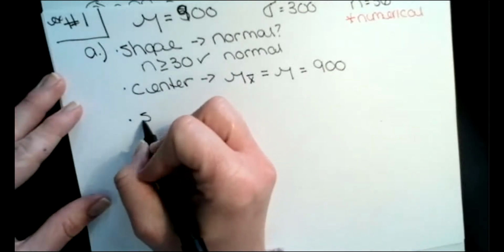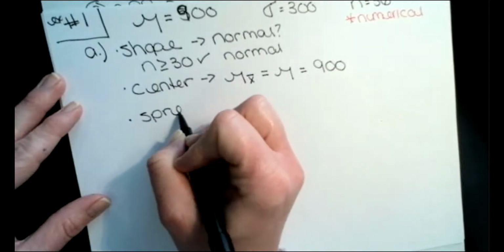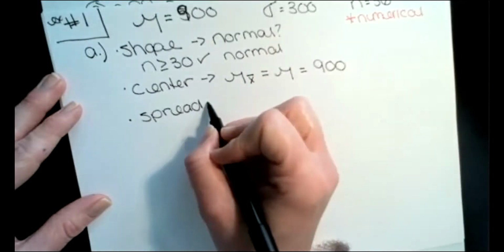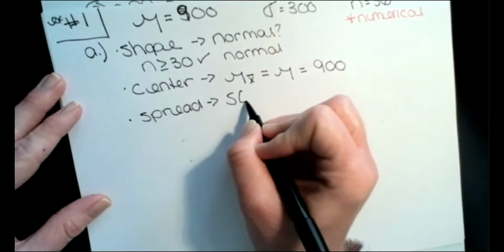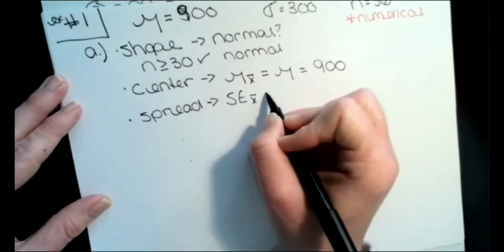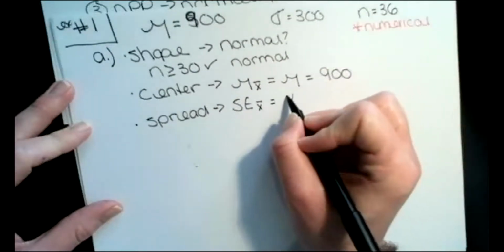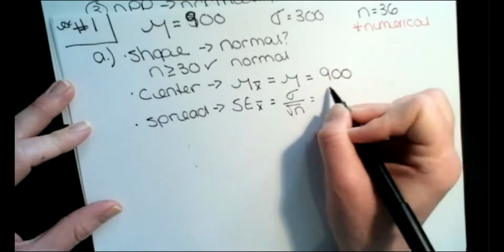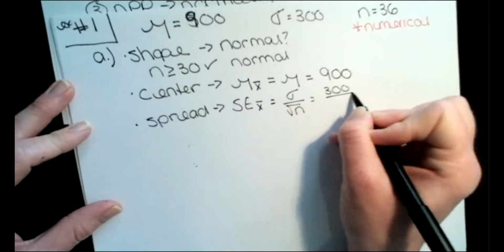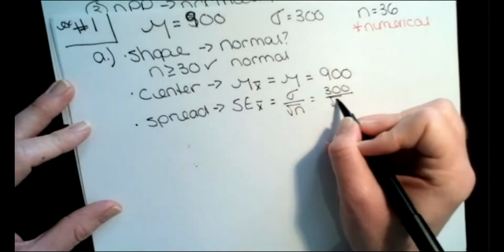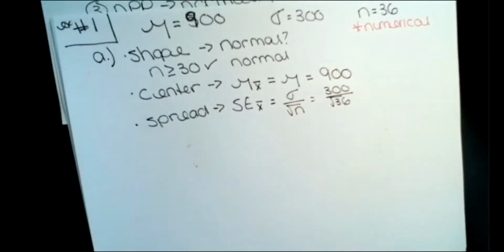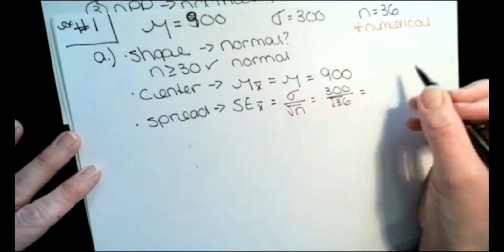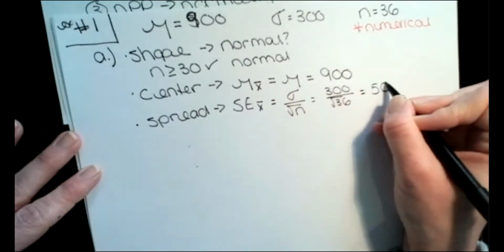But let me take a look at the spread first. The spread, remember, is no longer 300, the standard deviation. The spread is now the standard error of my X bars, and that comes from the standard deviation divided by the square root of n. So that is 300 divided by the square root of 36. Here, my standard error of my X bars should be 50.